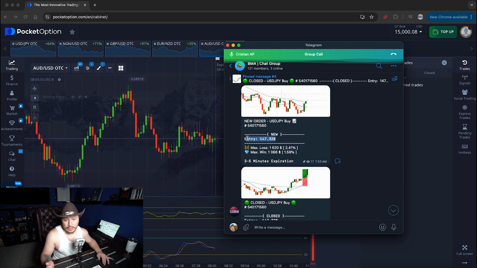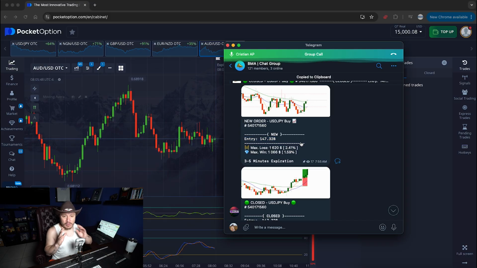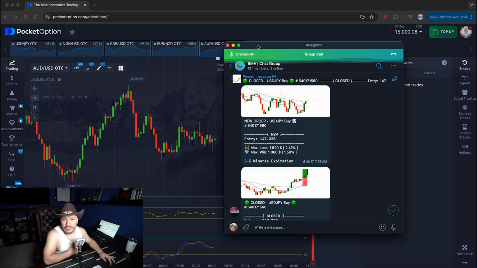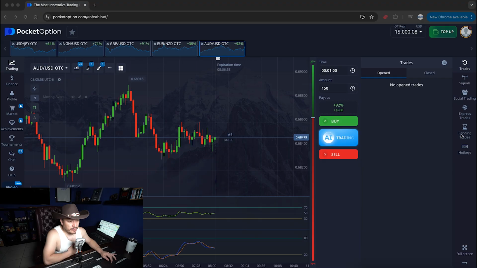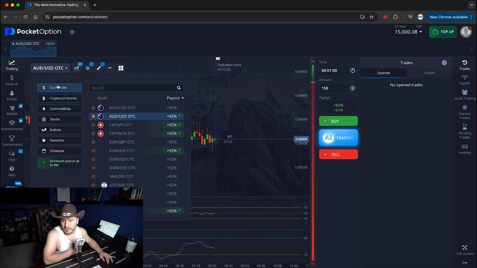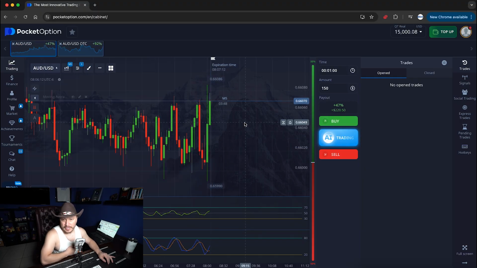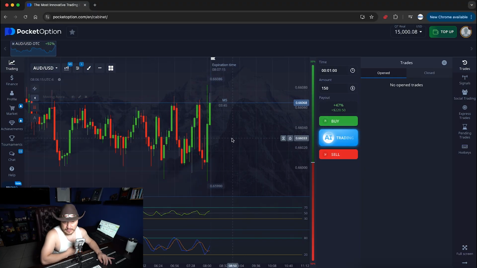Then it says entry. Entry is basically the price at which the trade is going to activate, or was activated in this case, because this is not Forex, this is binaries. It's telling you the price the robot took as a reference. Let me see what's the oldest one. AUD USD. All right, I'm on OTC right now, but let me go ahead and move to real markets. Payout is low right now. There was some news, but you gotta understand, right?